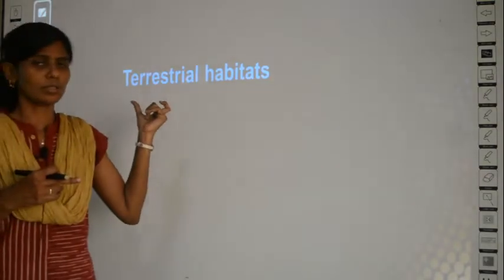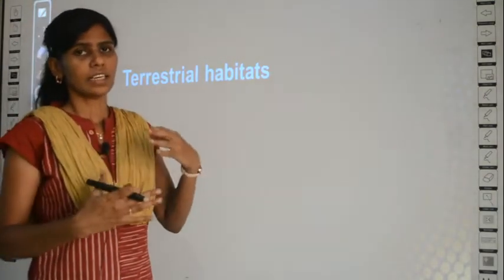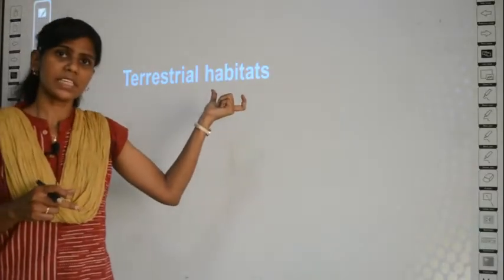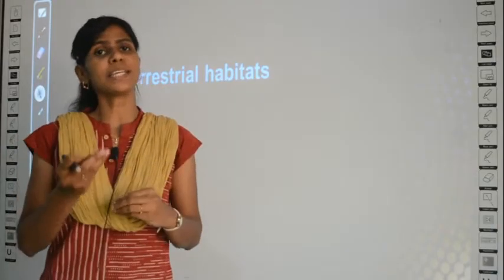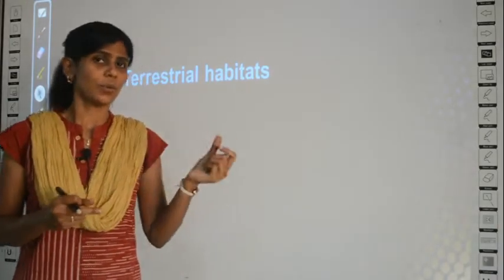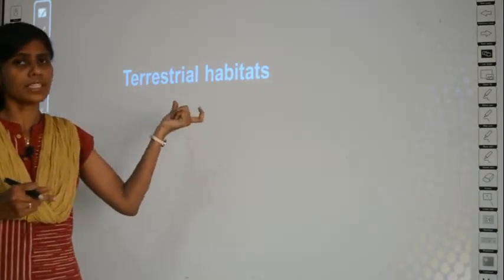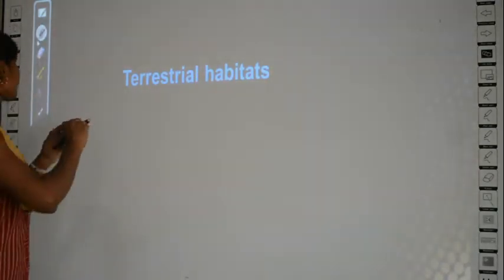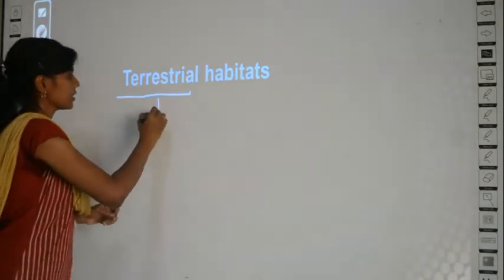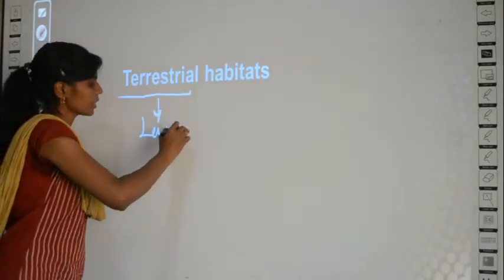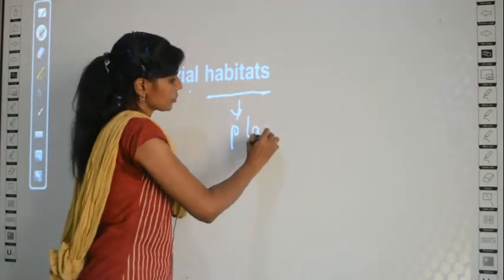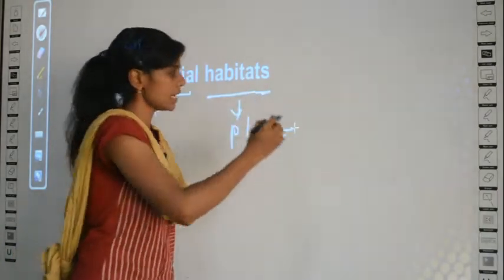So already I told you terrestrial habitat means some living organisms which live on the land. What is habitat? Habitat means the place where we live. So terrestrial habitat means, I already told you terrestrial means land, no? So terrestrial is land and habitat means the place where an organism lives.